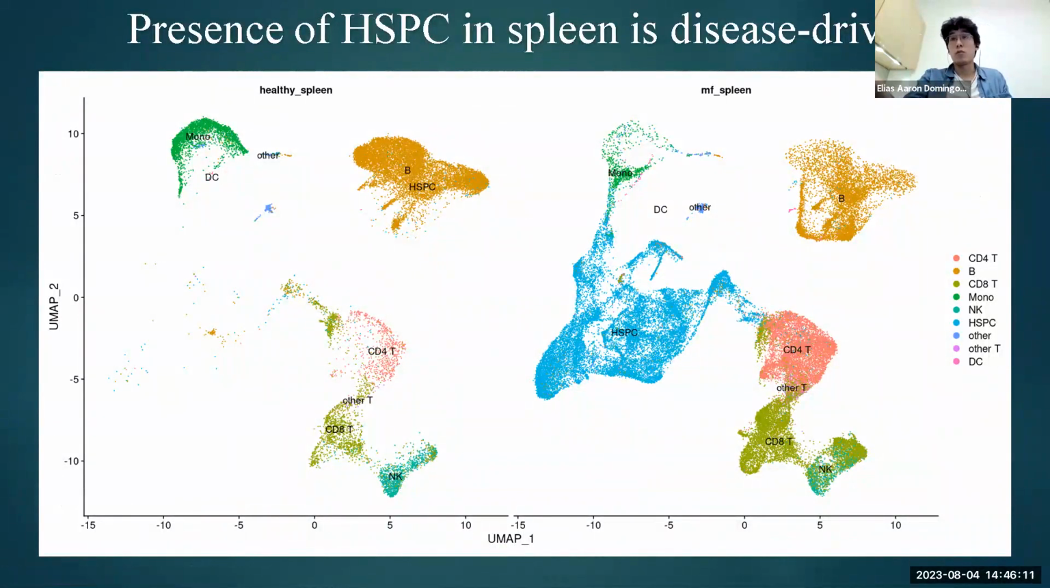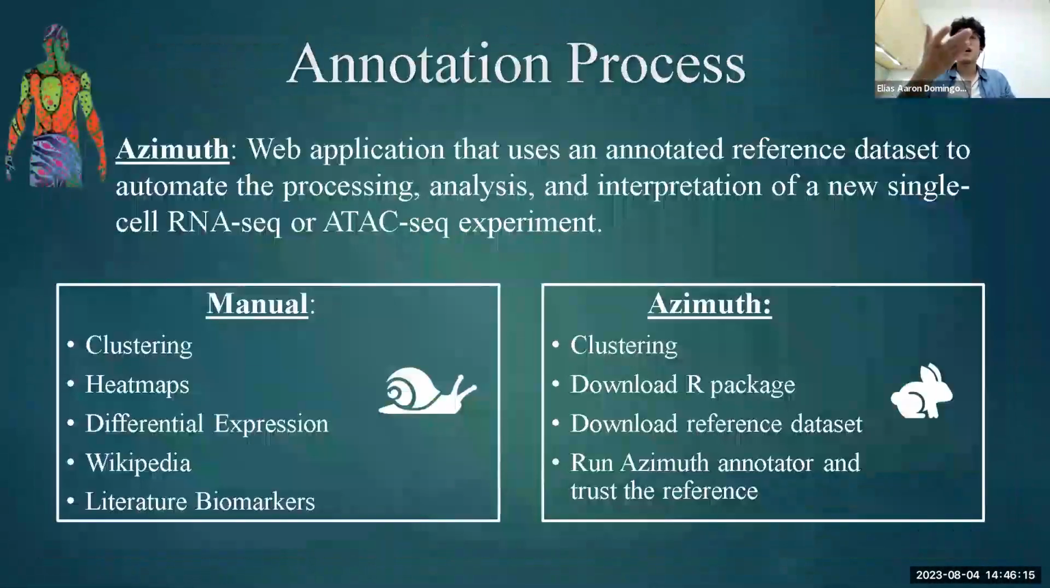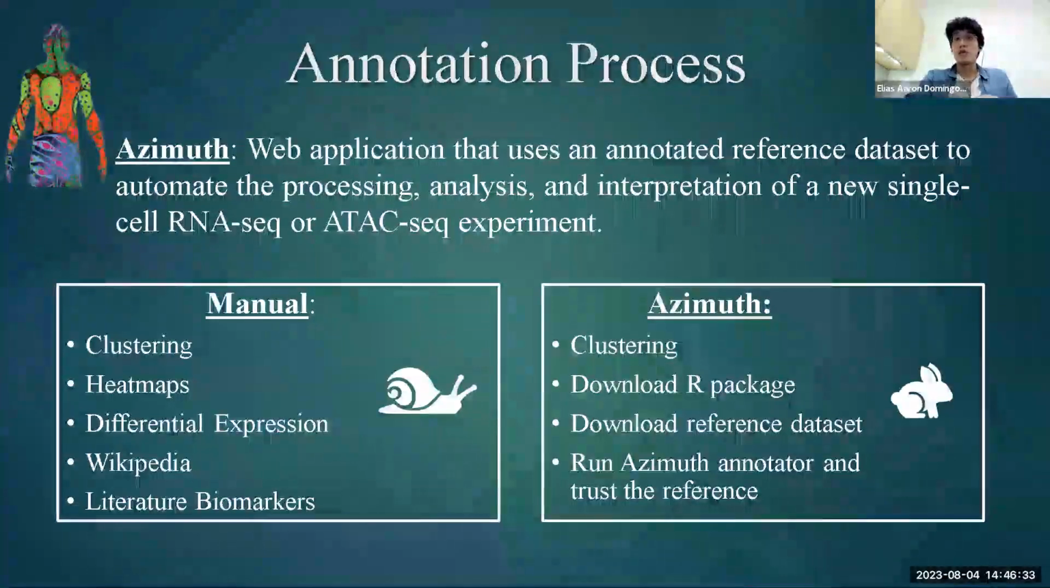Since they come from the bone marrow, I decided to use a bone marrow reference using the Azimuth software. And it was also made by the Satija lab, and it allows us to really speed up the process of annotating cells and to automate it. I did all of my annotations manually, and it was very tedious, mostly staring at a heat map for hours. But Azimuth is a very reliable reference, and I will definitely use it in the future.